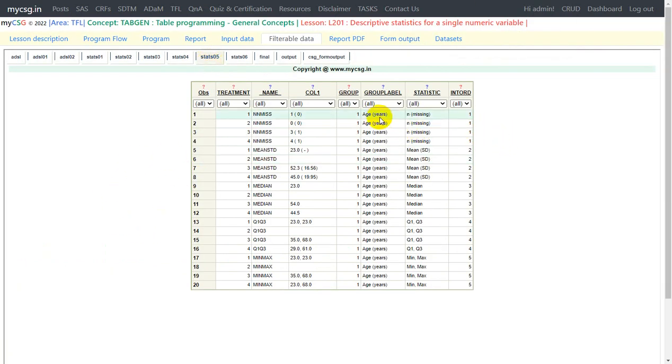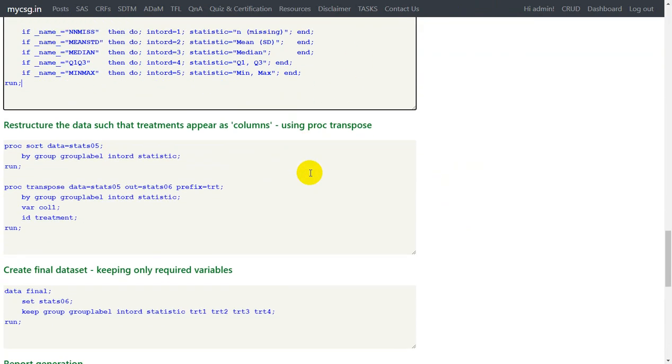All we have done here is assigned this group variable a value of 1, and in the group label we have assigned the text of age_years, and then we have created this descriptive text in the same way as it has to be presented in the shell. So n, missing, mean, std, median, q1 comma q3 we have used as Q1, Q3, and for min max we have used the text as Min, Max in the proper case as per the shell requirement. So now let us move back to the code and see what we have done next.